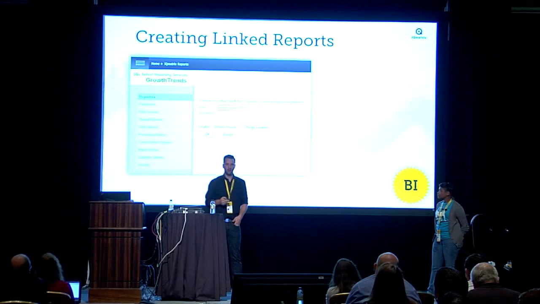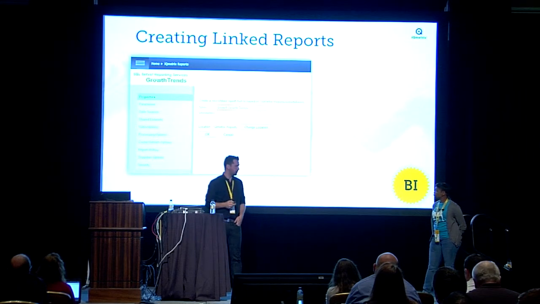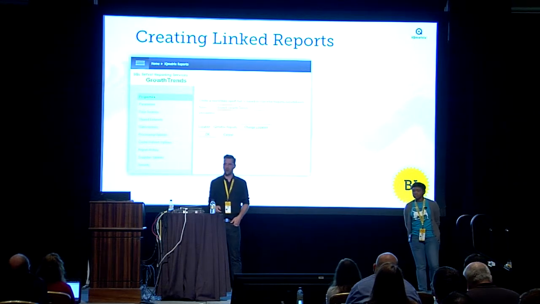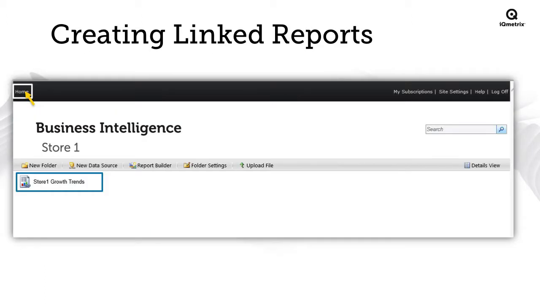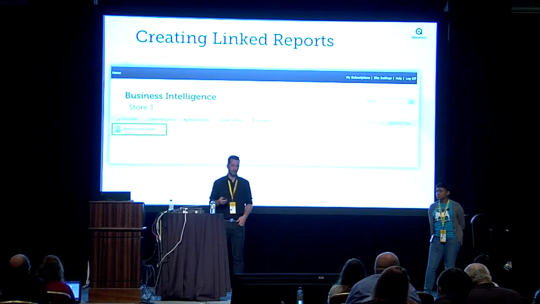We're going to tell this linked report where it lives. So Asia's just set up a folder for Store Manager 1. So we're just going to drop this linked report over there. So we'll click Change Location, and we'll pop it in Store 1 and hit OK. And now when we open that folder, we're going to see Store 1 Growth Trends. And this is the linked report that we've just created.